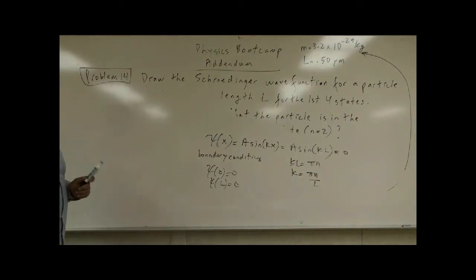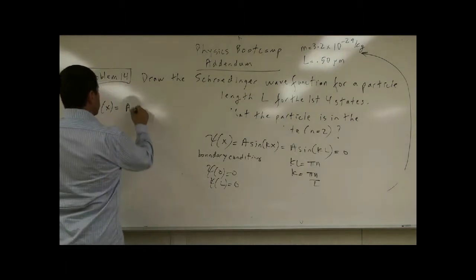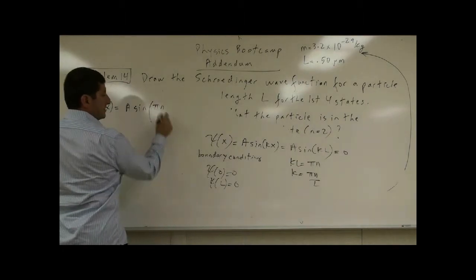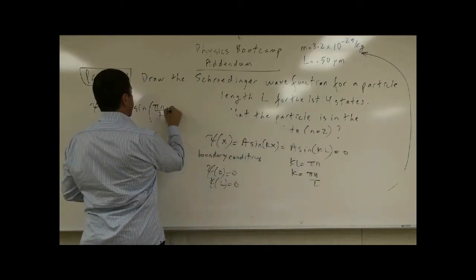So the summary of that is what? The wave function has to be A, this is the amplitude of the wave function, sine of pi n over L, x. That's the k.